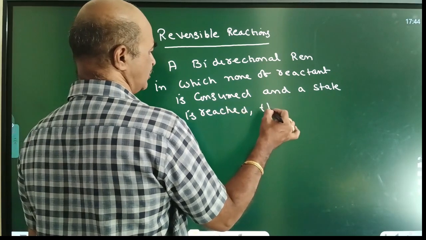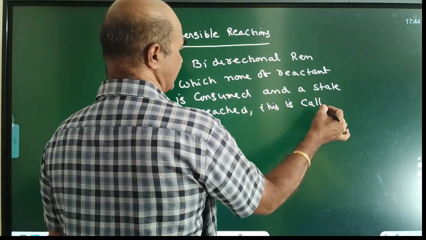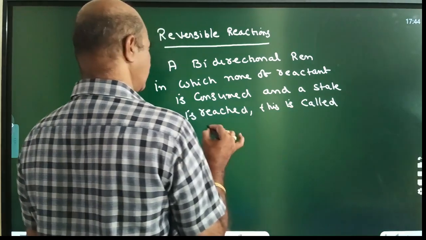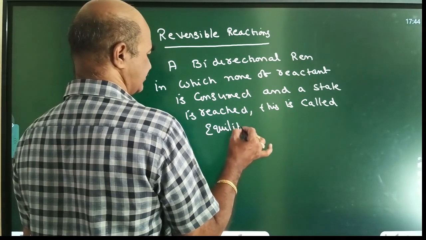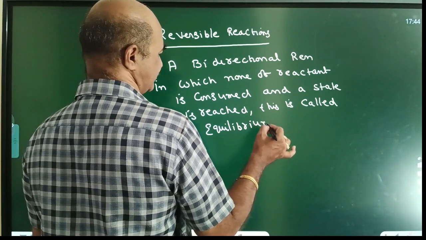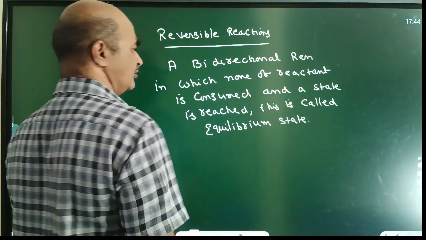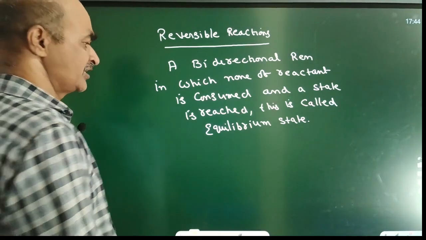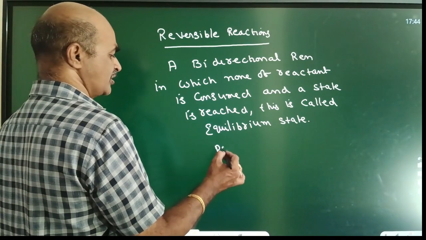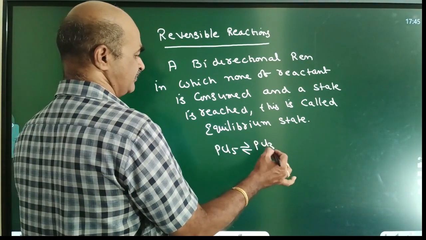This is called the equilibrium state. Such reactions are called reversible reactions. Example: decomposition of PCl5. PCl5 gives rise to PCl3 plus Cl2.